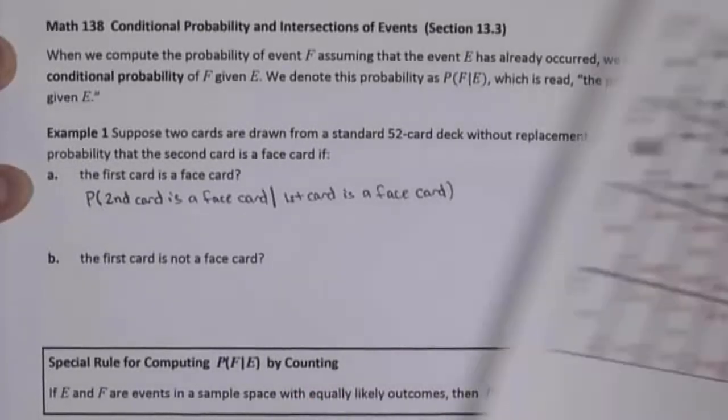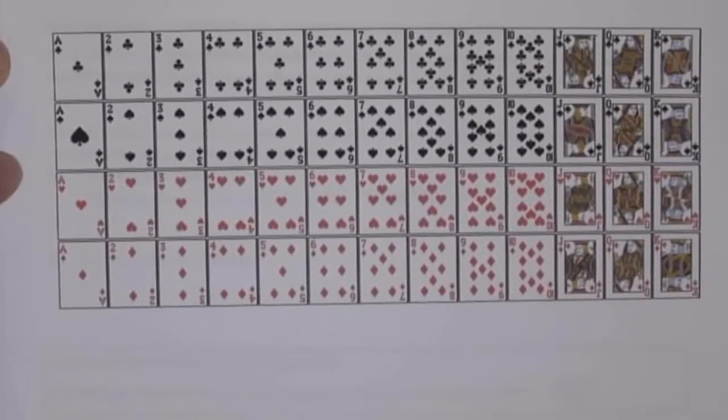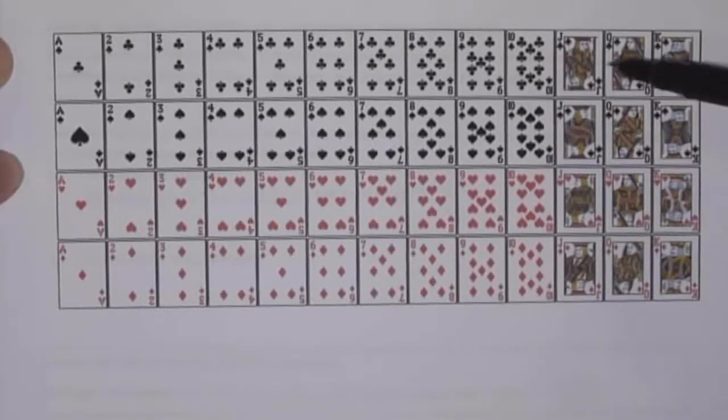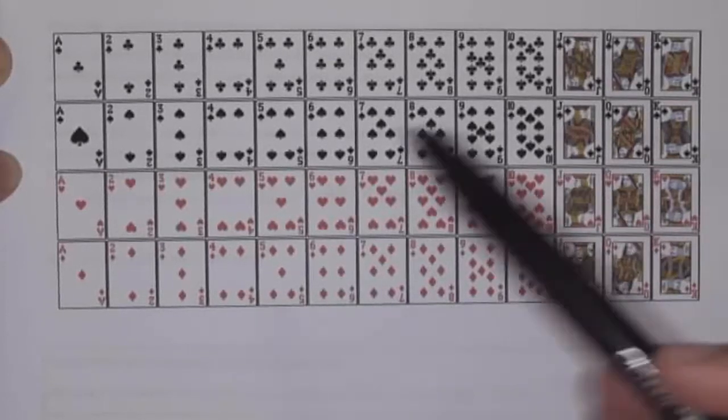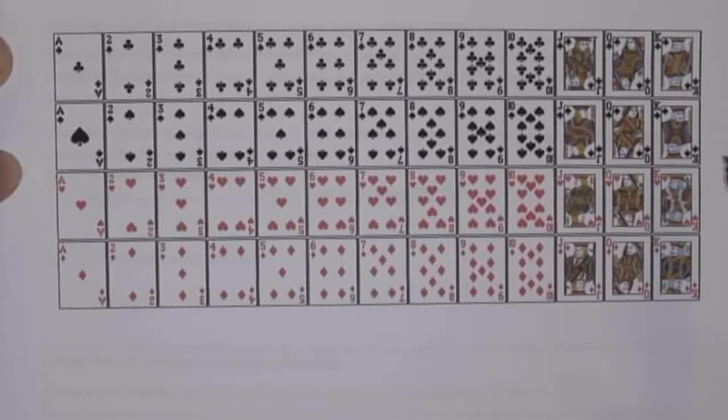Well, if we think about our 52-card deck, we know that there are 52 cards and 12 of those cards are face cards. So if the first card that we draw out is a face card, then that means there'll only be 11 face cards in the deck for the second card to be. And there'll only be 51 cards left that we could pick from for the second card.